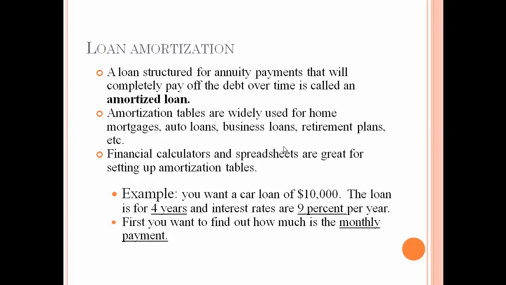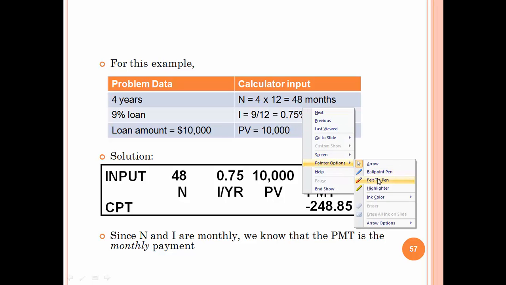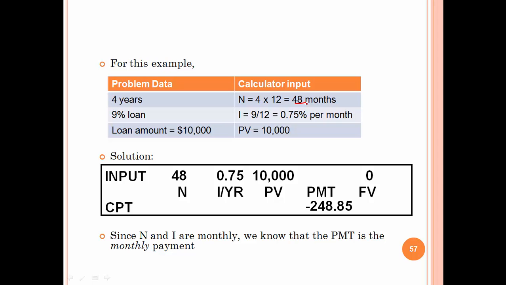So let's take a look at an example. If we want a car loan of $10,000, that is the principal of the loan. That is also the present value of all the future payments for the loan. The loan is for 4 years and the interest rate is 9% per year. First we want to find out how much the monthly payment is. If this is a monthly payment question, then we want to look at the number of months. 4 years means 48 months, 48 monthly payments.